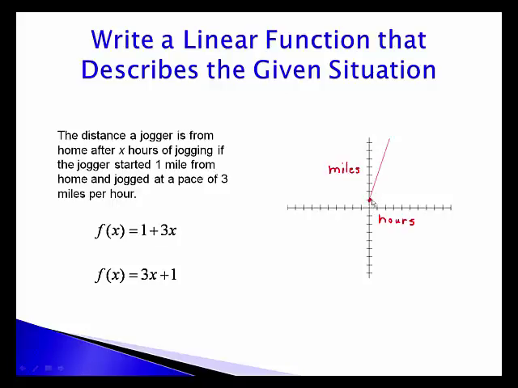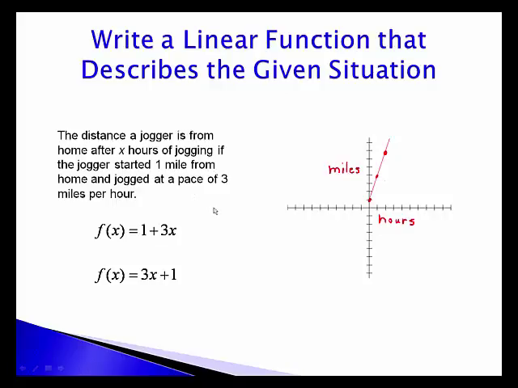Now let me ask you this question. When he jogs for 1 hour, how far did you tell me he was from home? A total of 4 miles, the 3 he jogged plus the 1 initial mile, and there it is on your graph. What about when he's jogged 2 hours? 1 mile plus the 6 more that he's jogged should put us up here at 7. And so you see that this graph really does represent exactly what we've talked about in this problem.